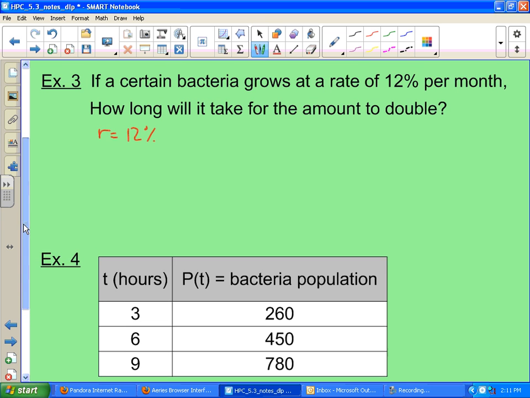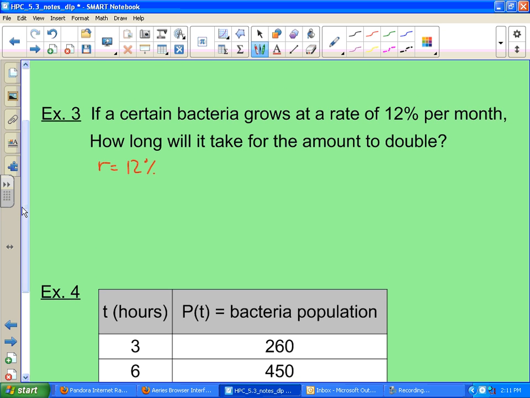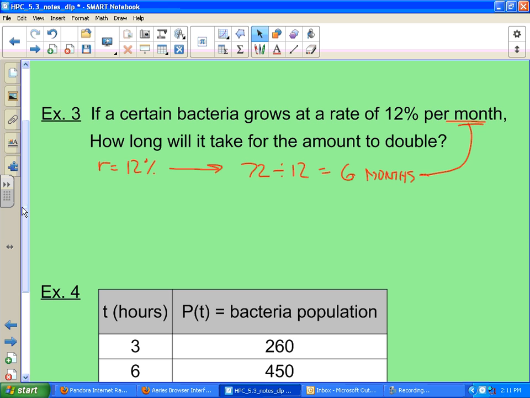All right, so my rate is 12%. So I can go in and say 72 divided by this 12 is going to tell me that it takes me 6 years. Oh, yeah, thank you. Because we're not talking about years, we're talking about months.